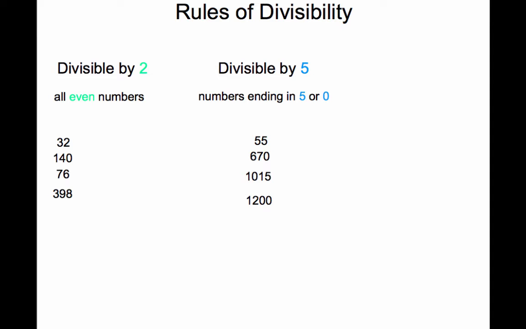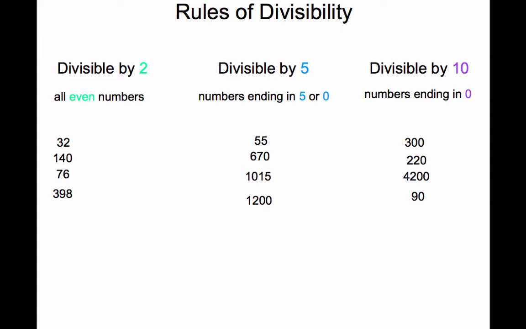Now, we also know one more, and that is we can tell if a number is divisible by 10 because all of those numbers end with a 0. For example, 300, 220, 4,200, and 90 are all examples of numbers that are divisible by 10.